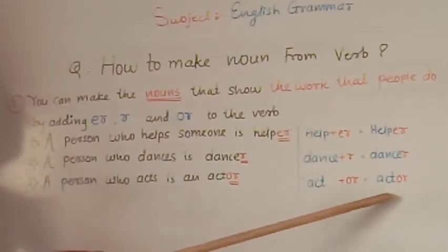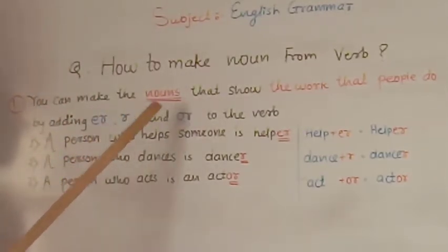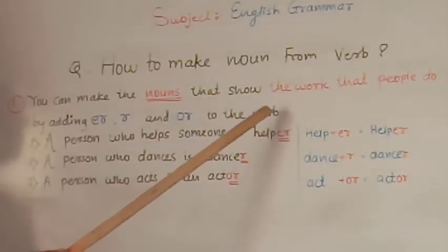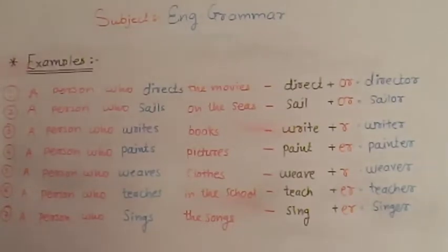I hope you understood how to make the nouns by adding er, r or or to the verb. That means an action word. Write down this into your notebook. Student, let's see more example about this topic for your better understanding. Here is example number first.